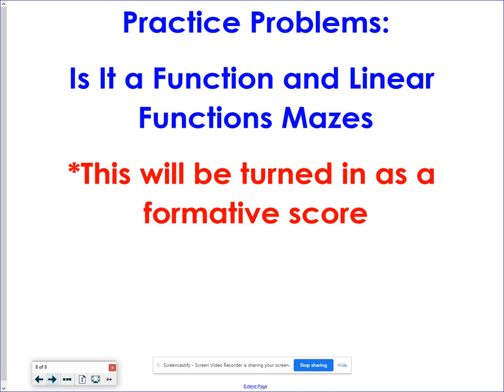So today, you have a couple of mazes to do. They're asking, is it a function? Is it not a function? Is it based on like the vertical line test? Is it a function or not a function based on tables? And we've got some where you have to write equations given some different information. We're not going to have a formative in Schoology. This gets turned in class. If you need any help, let me know.